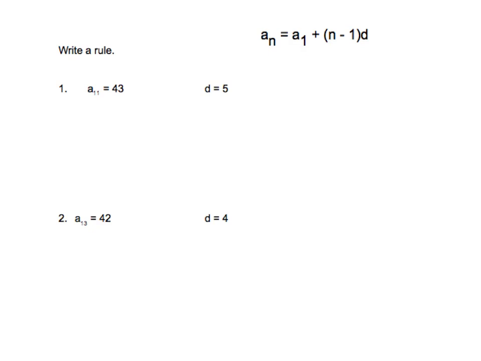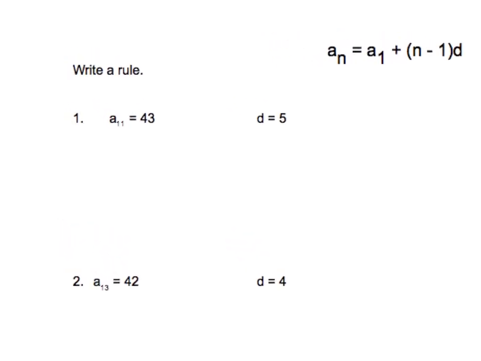So here we just have a couple of additional examples of that exact same type of problem. We have our formula up at the top: a sub n equals a sub 1 plus n minus 1 times d. And again, we know that n, in this case, is 11, a sub n is 43, and d equals 5. If you look at what we have information on and what we do not know, the only thing we don't know is a sub 1, so we can do some algebra to figure that out.